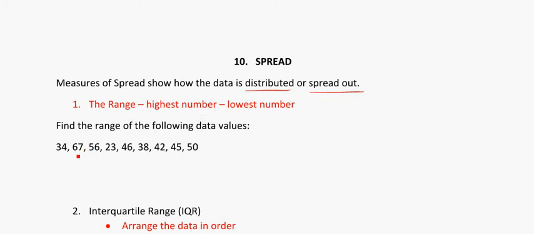So you're looking at this set of data here and you're looking for the highest number. You just sort of eyeball it, and 67 is the highest and the lowest number is 23, and you subtract one from the other and you find that the range is 44. So that kind of describes how spread out they are.